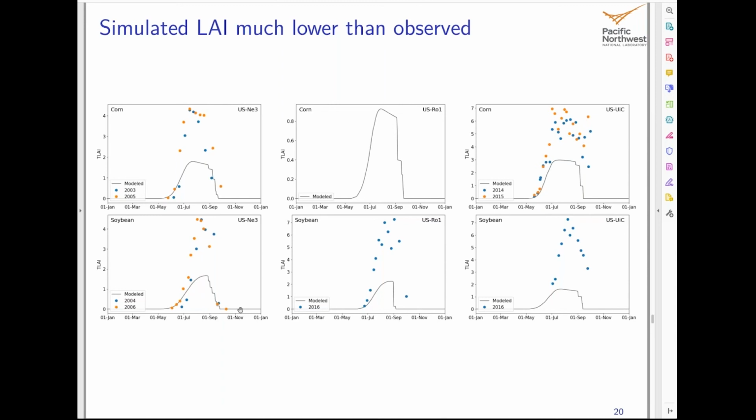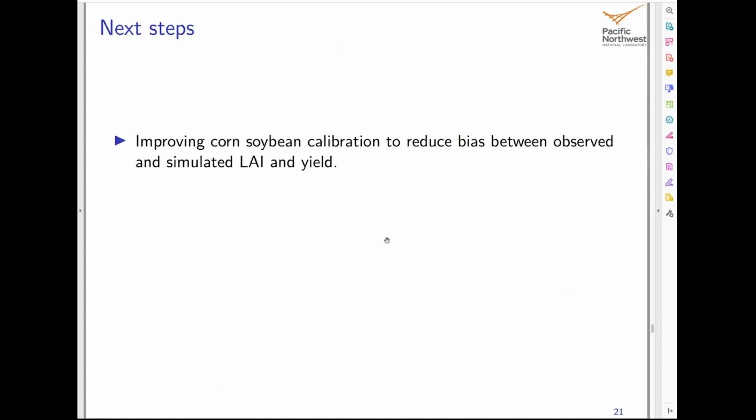And this hints at the fact that most likely when we calibrated the model, we are missing some crucial parameters, because of which we are over-calibrating or overcompensating by using some other parameters. So the final conclusion is that I need to go back and revisit the calibration and try to improve it. So my next steps for this analysis will be improving corn soybean calibration to reduce the bias between observed and simulated LAI and yield. I did not show the results for the yield, but we were seeing a similar bias, much lower simulated yield as compared to the observed values.